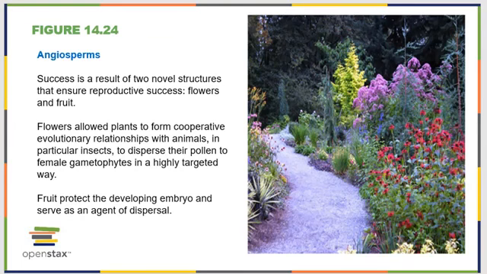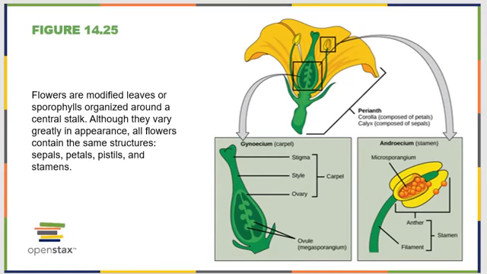Flowers have allowed plants to cooperate and essentially build relationships with insects and animals, and that's kind of driven their evolution. And then they have fruits, which is excellent protection for their embryo and acts as yet another way to disperse or move their seeds around their environment. When we look at the structure of a flowering plant, what you see here is considered a perfect flower because it has both male and female parts.